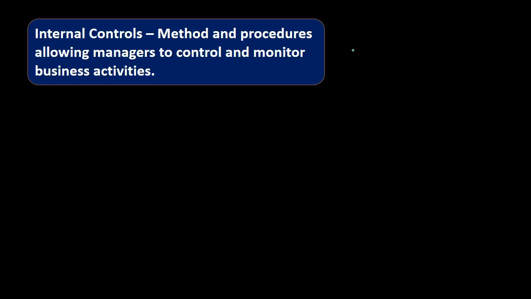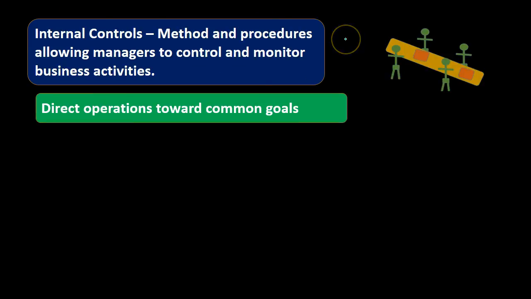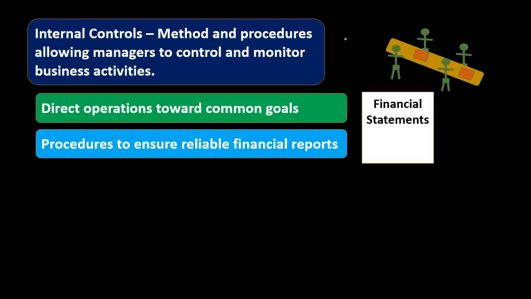We think about internal controls when we think about the control principle, methods of procedures allowing managers to control and monitor business activities. So some goals and objectives could be then direct operations towards common goals. We're going to put controls in there, systems, in order to direct the operations towards the goals. We are going to have procedures to ensure reliable financial reports. That's going to be one of our financial reporting goals.